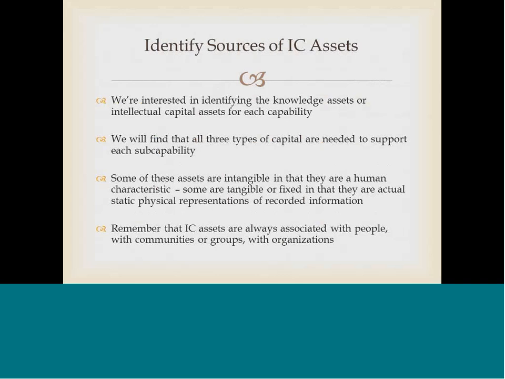So we're interested in identifying the specific knowledge assets or intellectual capital assets for each capability and in each category. We will find that all 3 types of capital mentioned by Andreessen are needed to support those sub-capabilities to really achieve the business goal. Some of these assets are intangible in that they are human characteristics. Some are tangible or fixed in that they're actual static physical representations of recorded information, such as published journal articles or books. But remember that the intellectual capital assets are always associated with people, with communities or groups, and with organizations. They are not physical capital, and they are not financial capital.